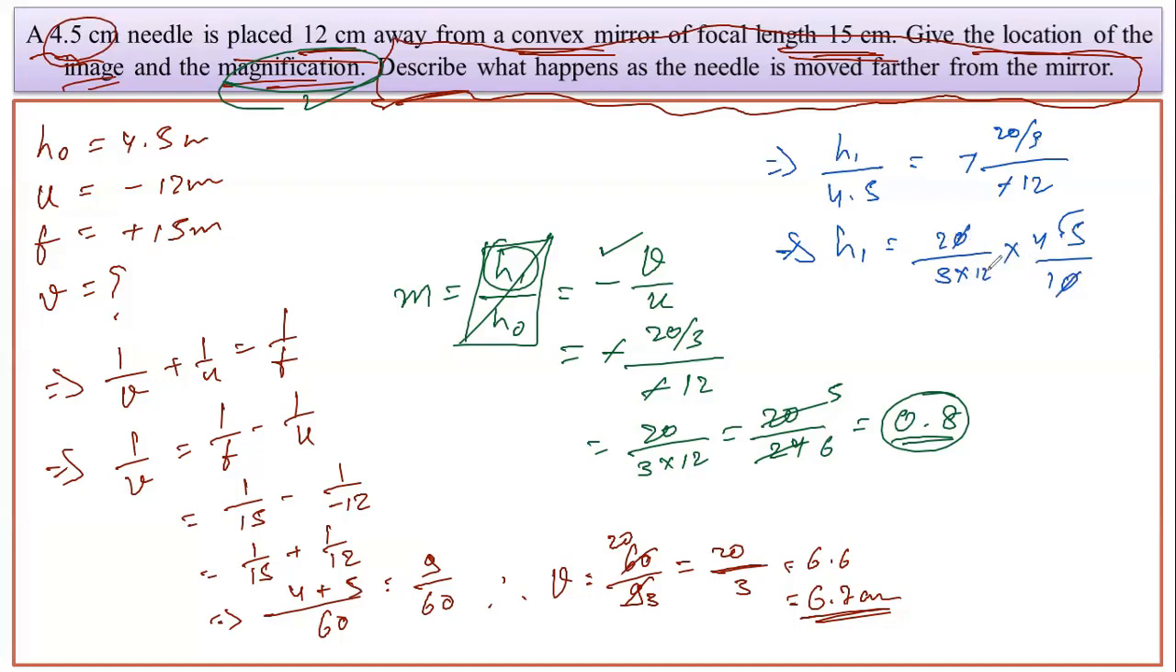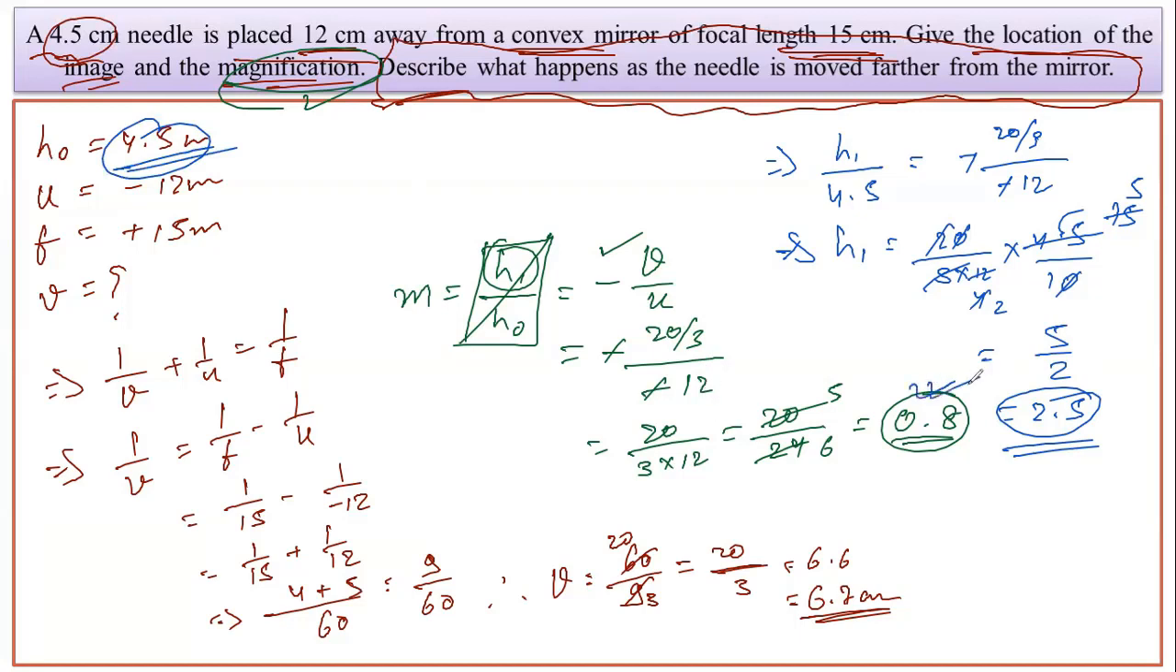So if I go for the cancellation, this one and this one will cancel 15 times. With 3 I can cancel 5 times, and this one we will go 4 times. With this one and this one I will cancel it. So it will be 5 by 2, which is going to be 2.5 centimeter. So it is going to be 2 centimeter less than the height of the object.